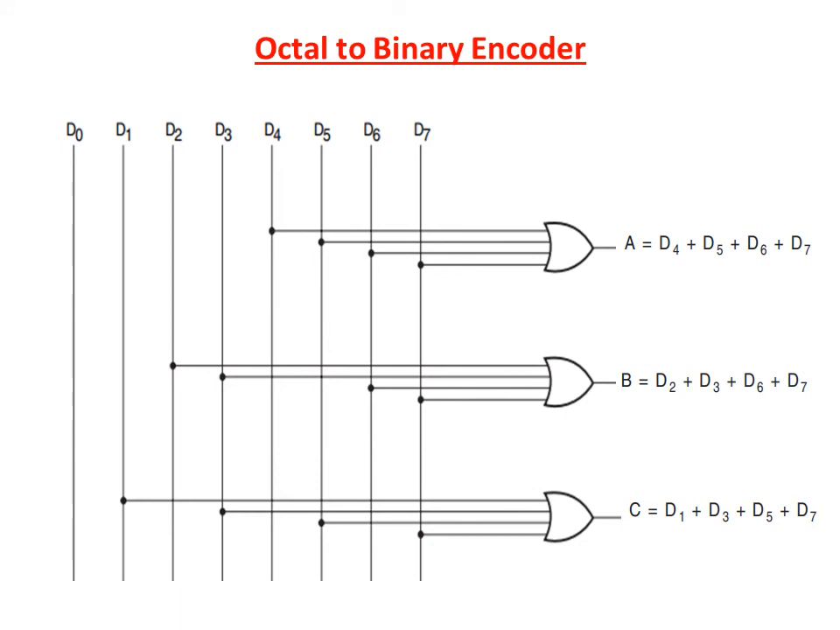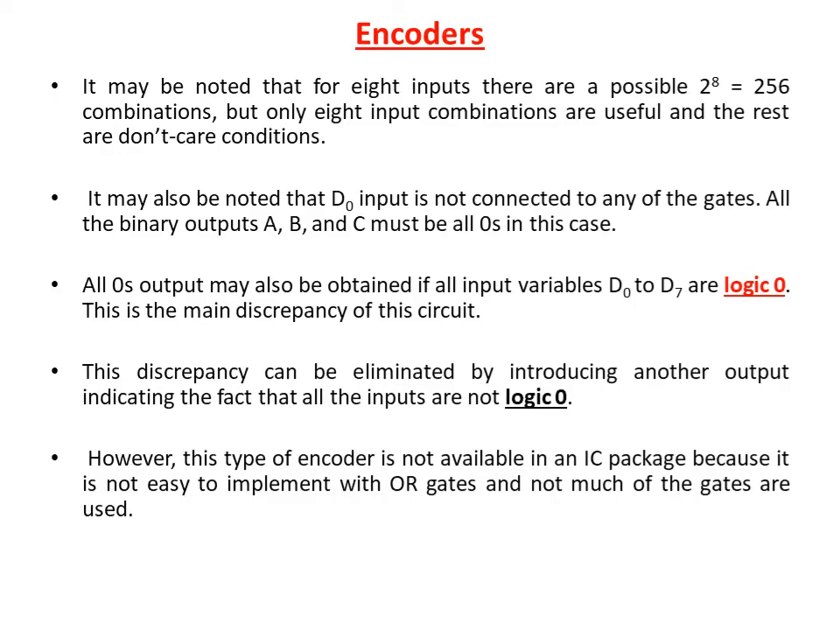The inputs are D0 to D7. It may also be noted that D0 input is not connected to any of the gates. So all the binary outputs A, B and C must be all zeros in this case. So this disadvantage can be eliminated by introducing another output indicating that all the inputs are not logic 0. Anyhow, this type of encoder is not available in IC package because it's not easy to implement with all gates and not many gates are used.